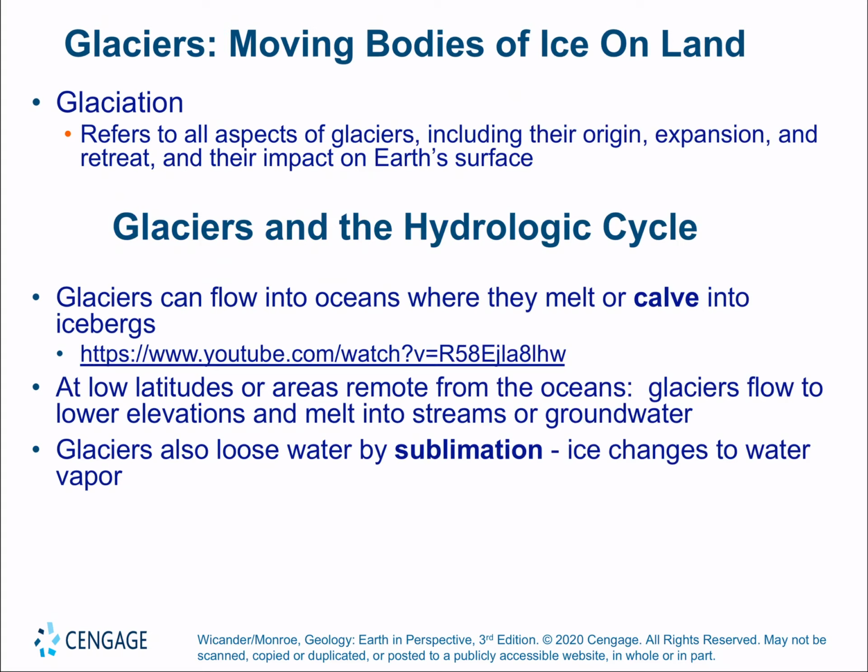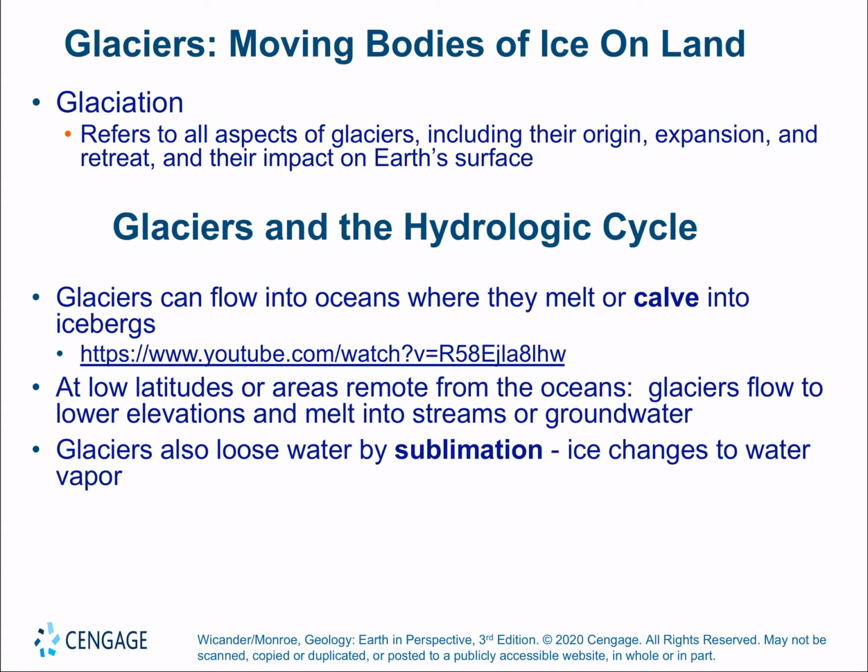Glaciation is going to be a term that refers to all aspects of glaciers. It's going to refer to the origin, the expansion, the retreat, and their impact on the surface of the Earth. We've talked about the hydrologic cycle. What about glaciers in regards to the hydrologic cycle?